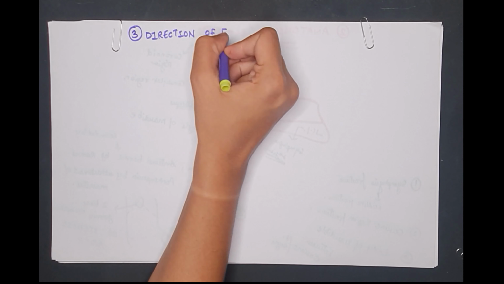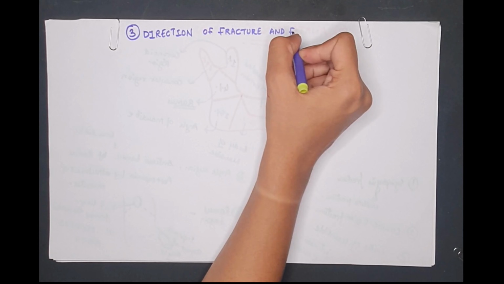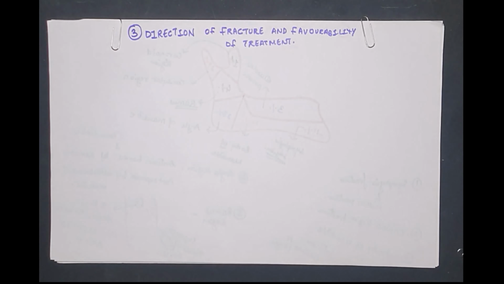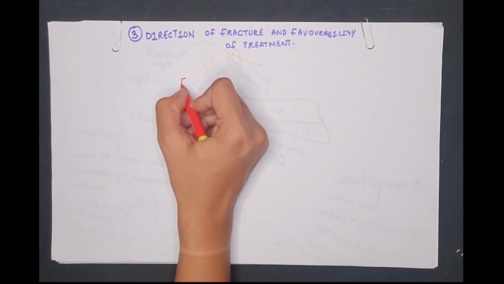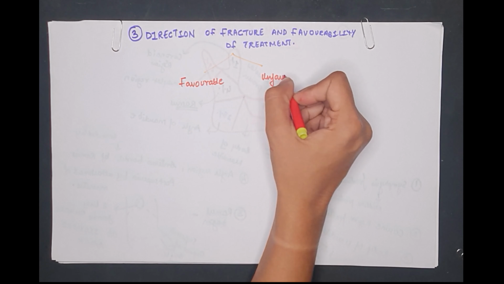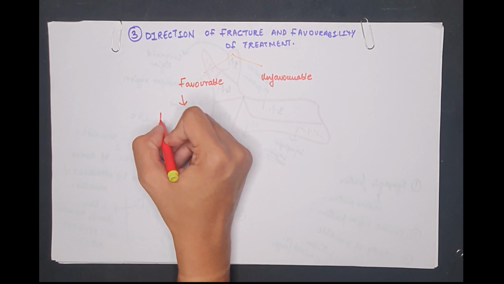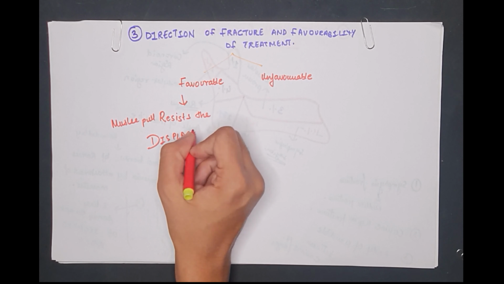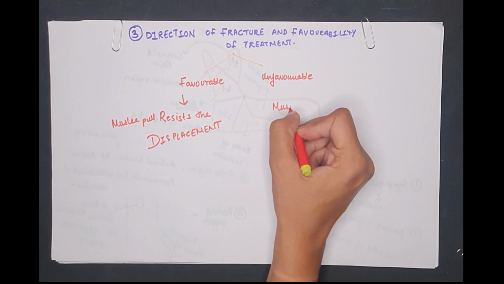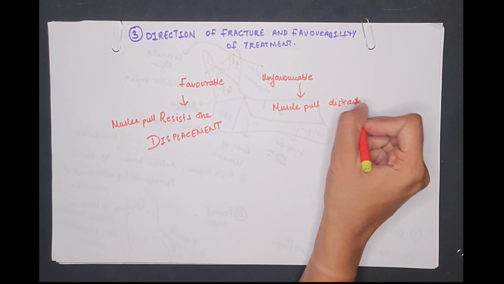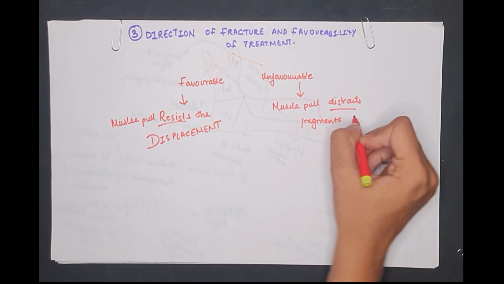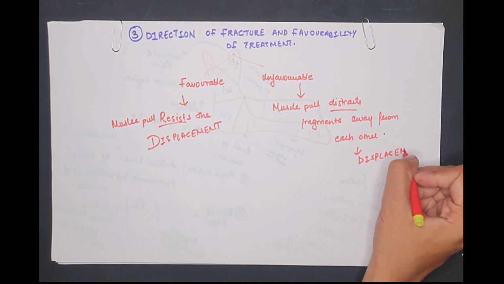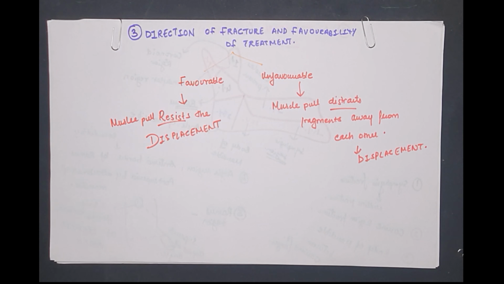Now let's discuss the classification on the basis of direction of fracture and favorability of the treatment. What is favorability? There is unfavorable and there is favorable. The treatment part is important, because favorable ones can be easily treated, but unfavorable ones are usually difficult to treat. In the favorable one, the muscle pull resists the displacement of the fragments. In the other, the muscle pull distracts the fragments away from each other, resulting in displacement. That is the unfavorable one.